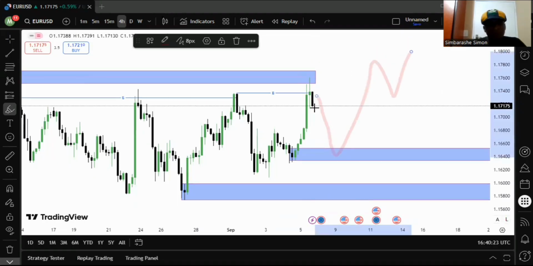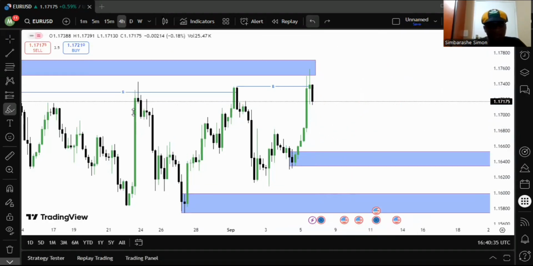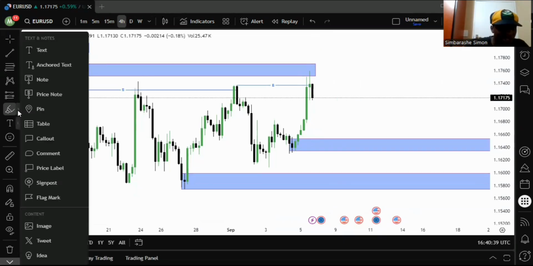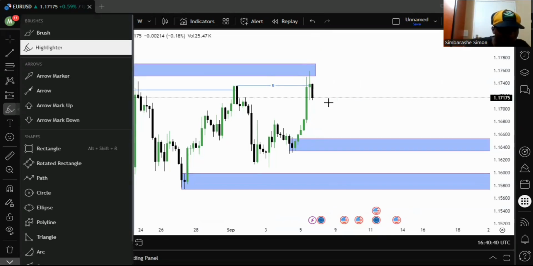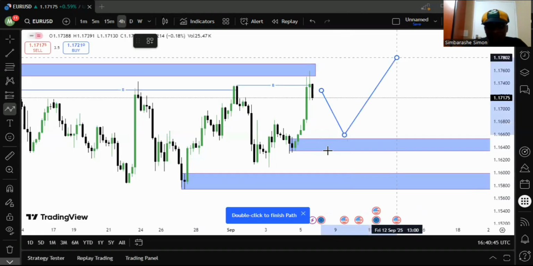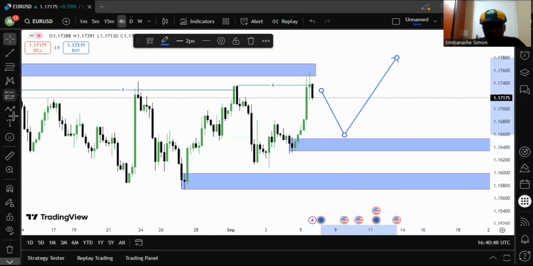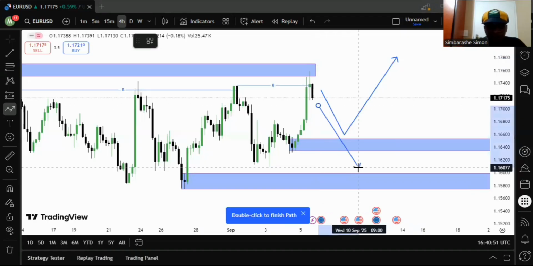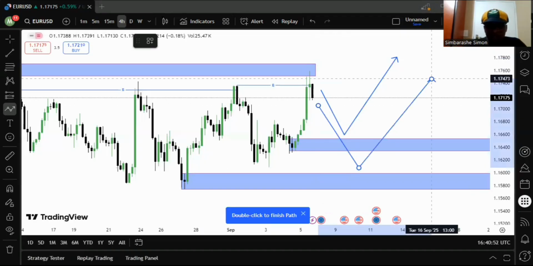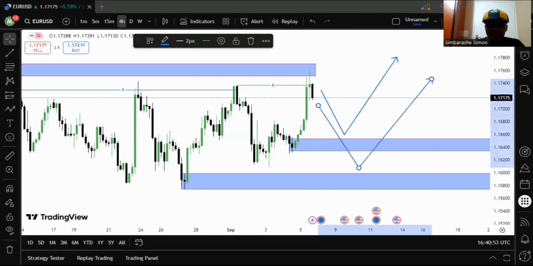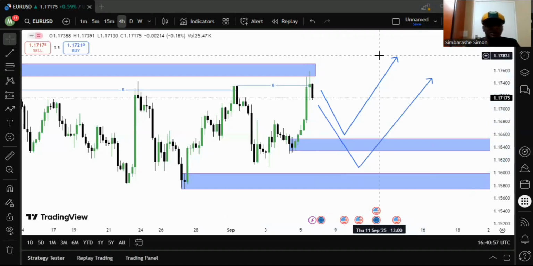Or else we can wait for price again to give us confirmation for sales. Then we take all the sales to this demand zone, then we continue buying. Simple, guys. Don't complicate things. It's straightforward. So something like this here is what we'll be waiting for. Or here, take it off, then we continue buying. Something like this. Simple, guys. So why are you complicating things?